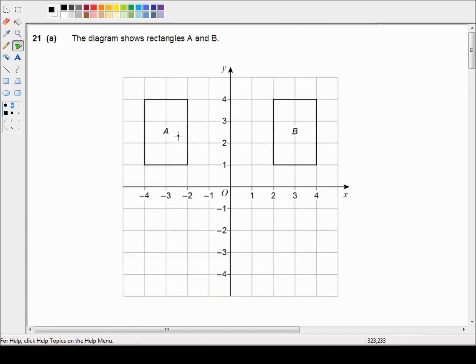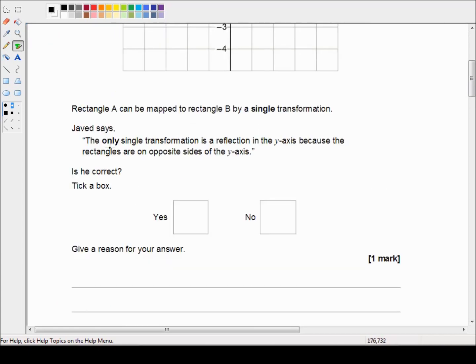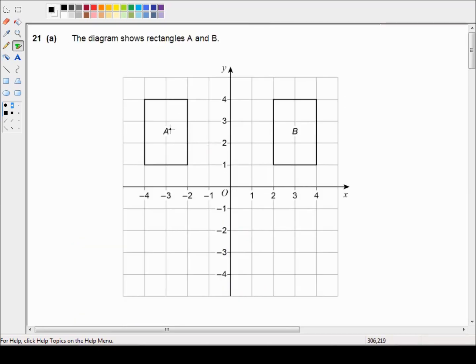Well, he's correct that there is a single transformation that can map A to B, which would be a reflection in the y-axis, because this is the same distance. The nearest point to the y-axis is the same distance as the nearest point to the y-axis. So A is a reflection of B, but the key word which has been emboldened is only, the only single transformation.